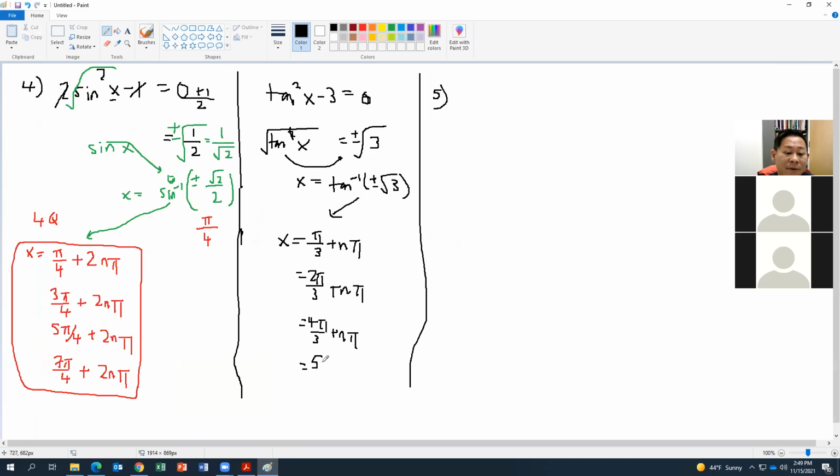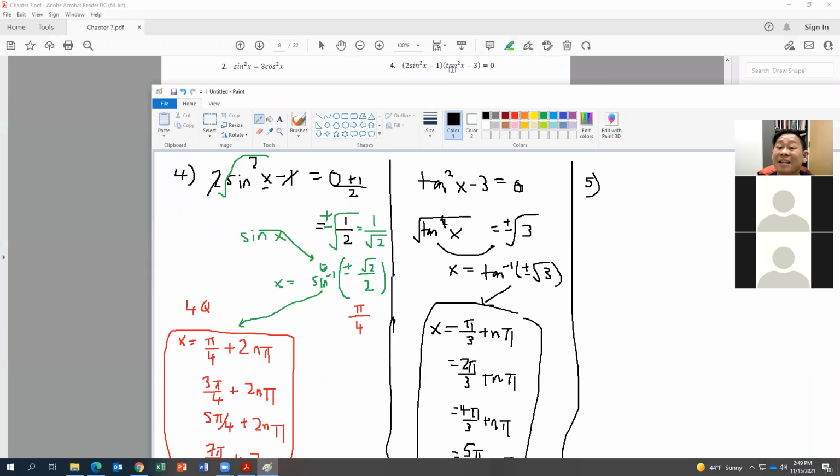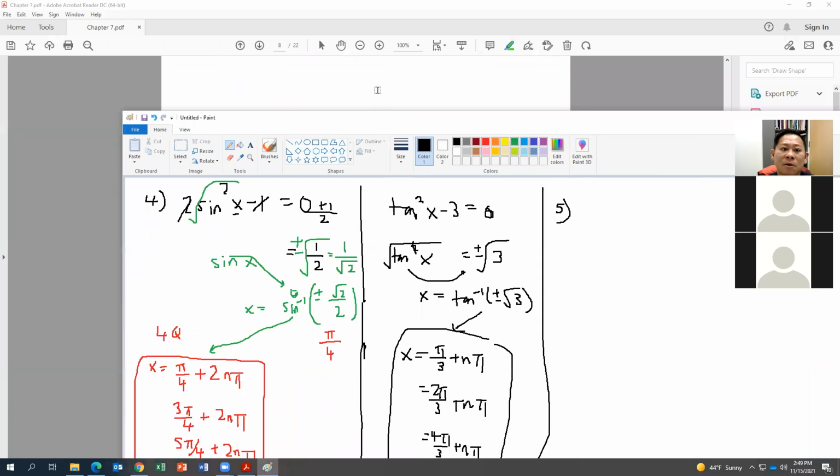So how many answers do we have in this question? 8. Yes, 4 on that side and 4 on this side. You will get 8. So this is what happens when the question has already been factored for you and it's equal to 0. So you do not need to factor, you just make them equal to 0 and solve.